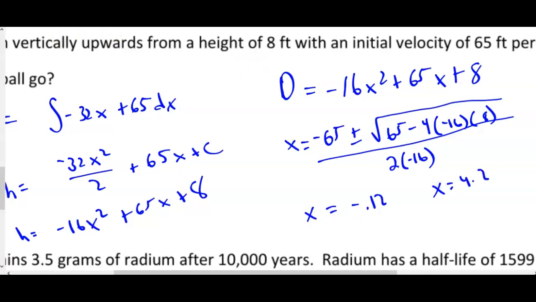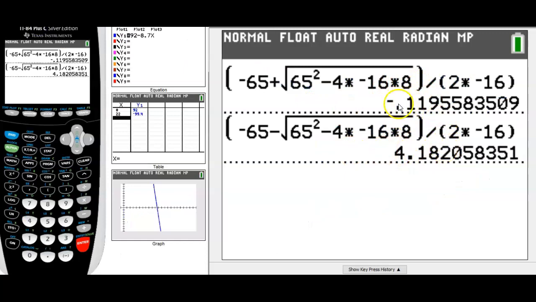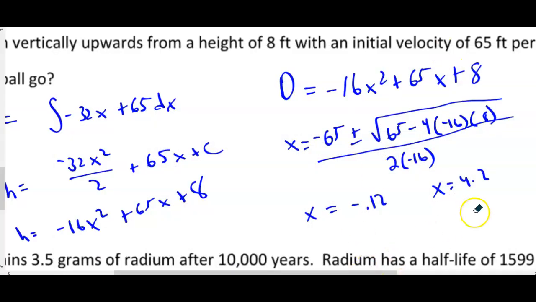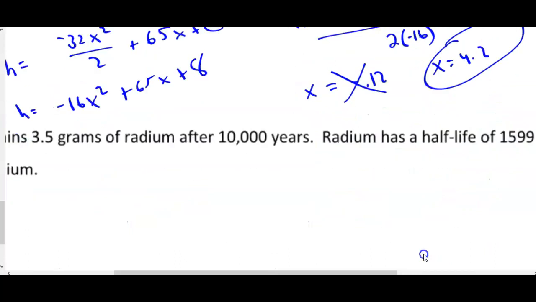All right, there you go right there. Negative 0.12, sorry, and 4.2. Which is where I got those numbers from. So you don't want a negative, right? You want a positive height. So 4.2 is our answer right there.